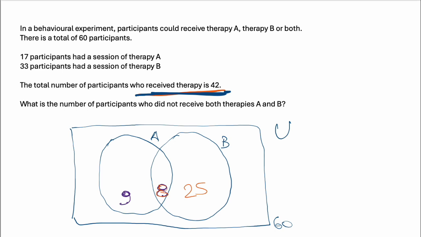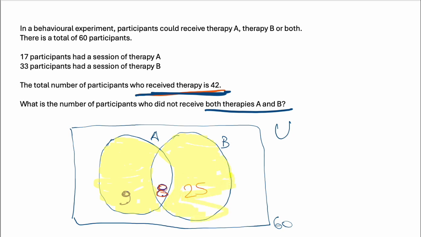Now, the question is, what is the number of people who did not receive both A and B? Well, the people who received A and B is in the intersection. So the people that I'm interested in is here, outside the intersection, is the complement of the intersection. Okay? This is the complement of the intersection.